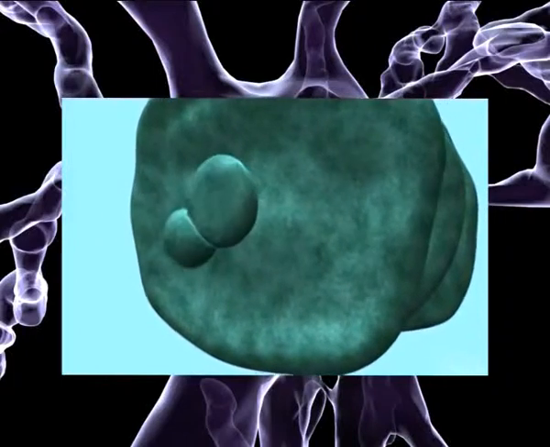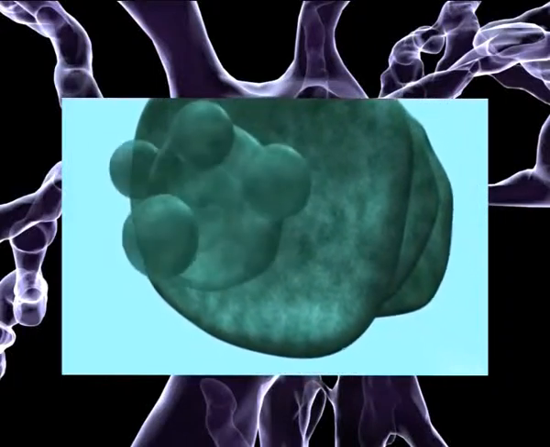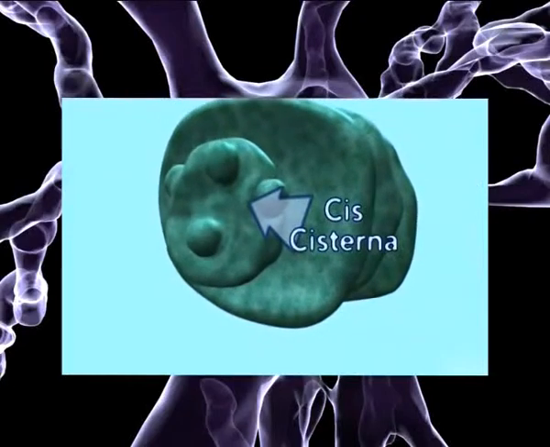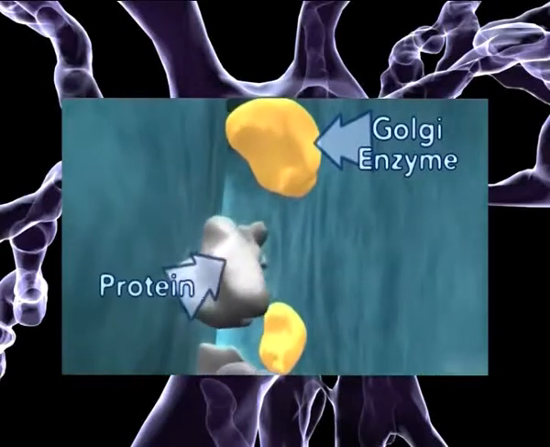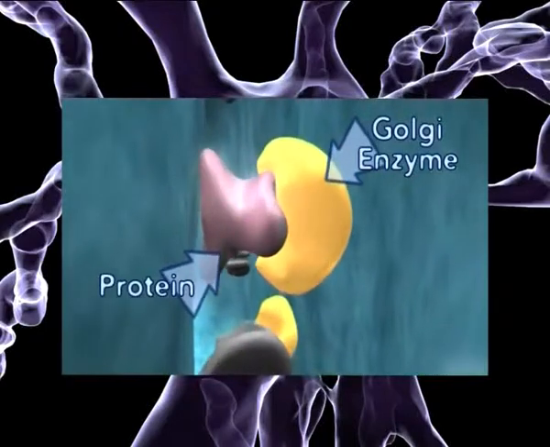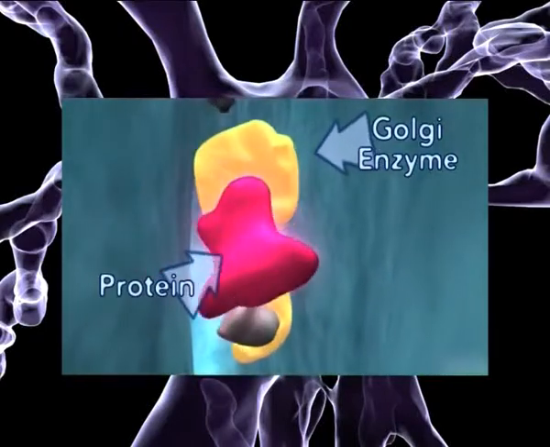Proteins and lipids built in the smooth and rough endoplasmic reticulum bud off in tiny bubble-like vesicles and move through the cytoplasm until they reach the Golgi complex.